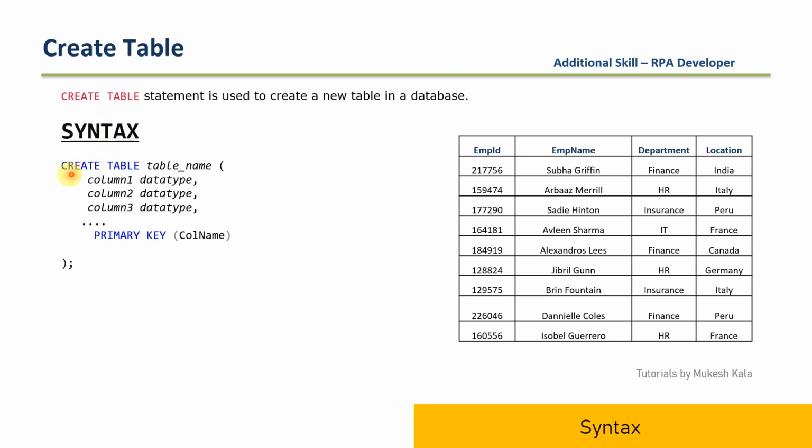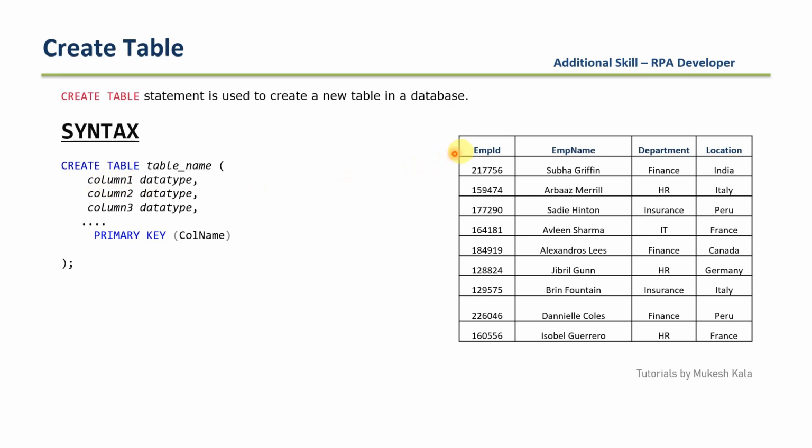We have to write create table, this is the syntax, followed by the table name. The table name you should define as per your data. Looking at this, it seems to be employee data, so my table name will be employee data or employee database, anything. So: create table, table name. Then we have to define the columns.